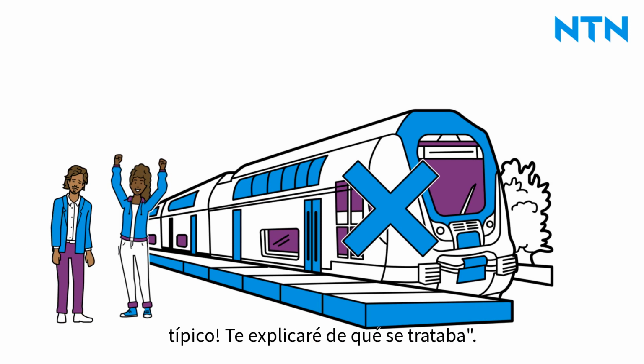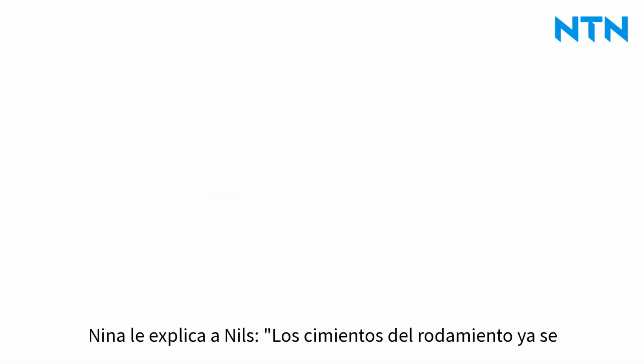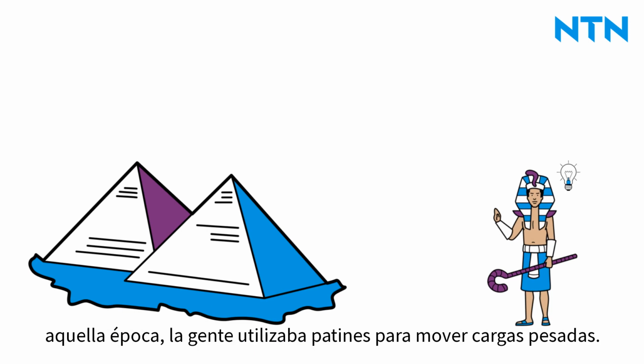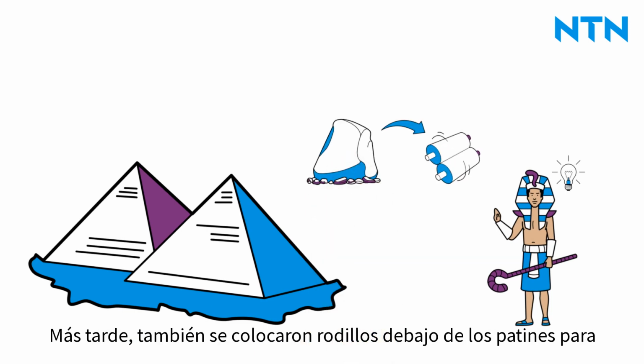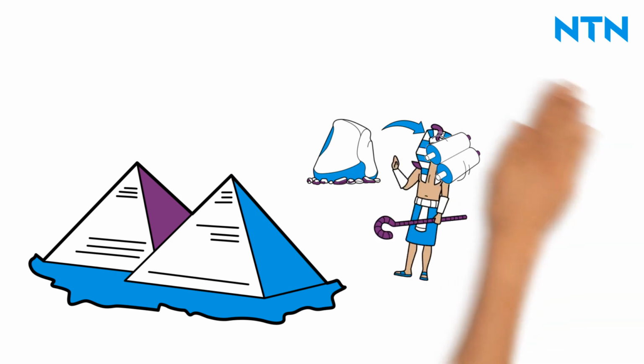Nina says, "That's typical. I'll explain what it was about." Nina explains to Niels, the foundation for the rolling bearing was already laid in ancient Egypt around 2500 BC. At that time, people used skids to move heavy loads. Later, rollers were also placed under the skids to replace the sliding movement with a rolling one.